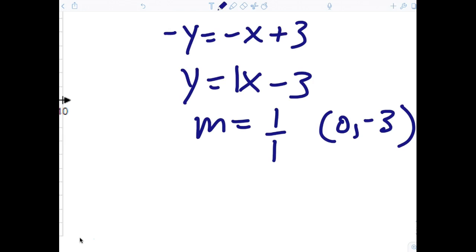Yes, exactly. Unless it was like 2/3. Then you don't put that over 1. It's up 2 over 3. Good. If it was 2x instead of 1x, would it be 2 over 1? That's correct. Okay.